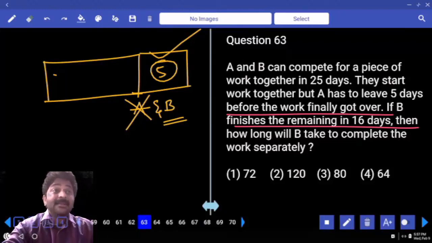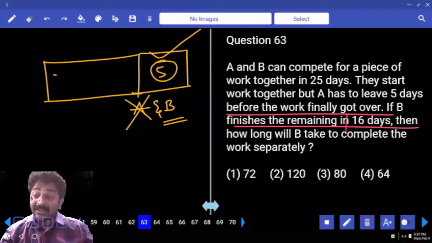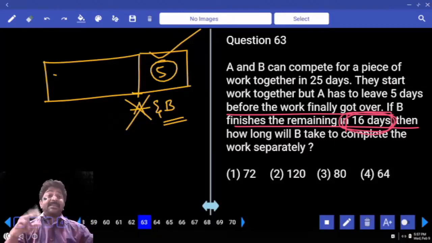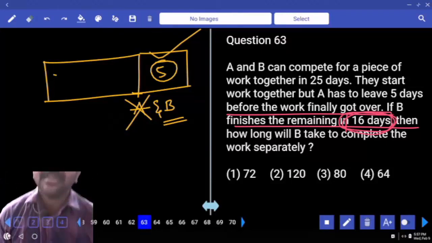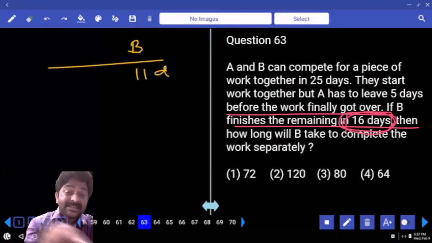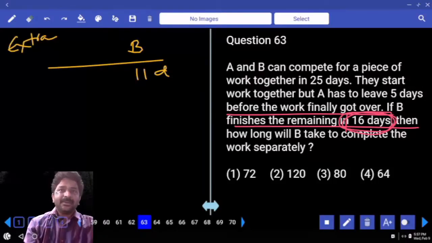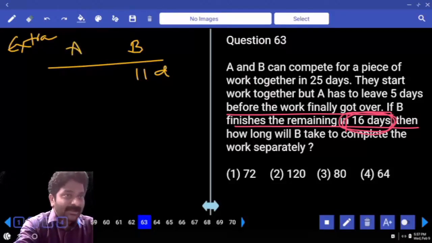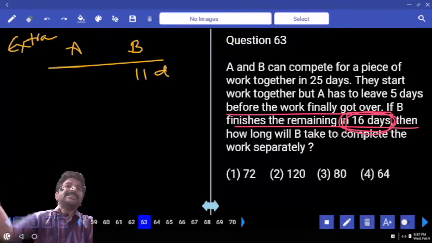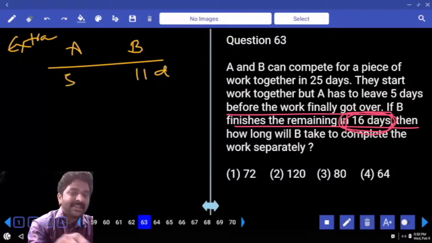But he is supposed to work for how many days? 5 days. But he completed remaining work in how many days? That means B is working for how many extra days? Why is B working for 11 days extra? What is the reason for doing 11 days extra work for B? Because A is not there till the end of the work. Am I right? So A's how many days work is equal to B's 11 days work? The same work, if B is there, he would do in 5 days.